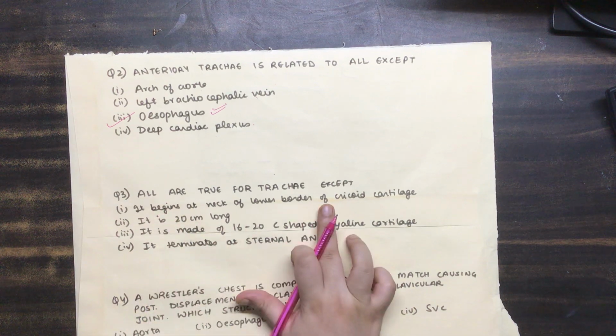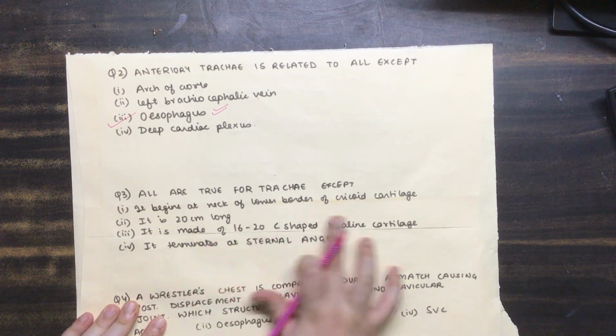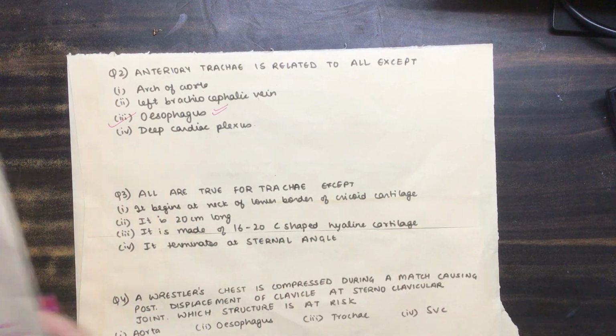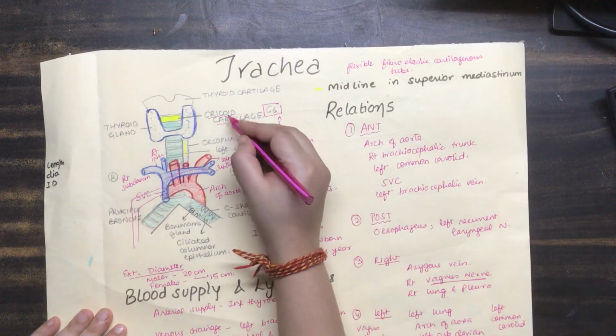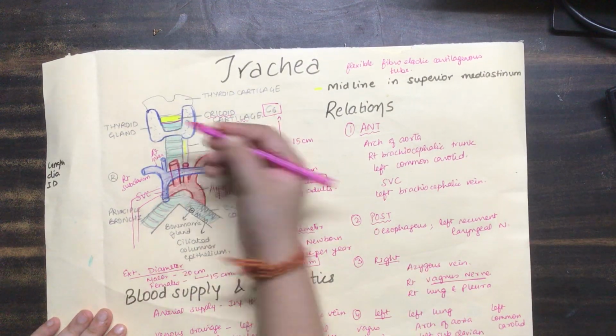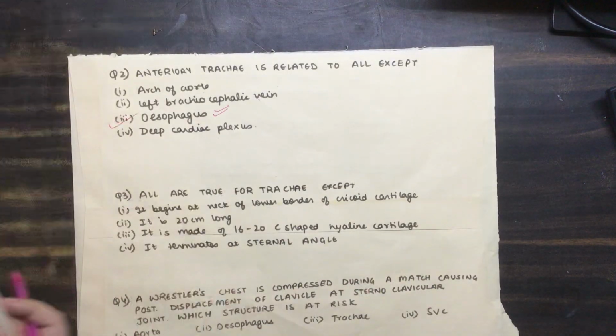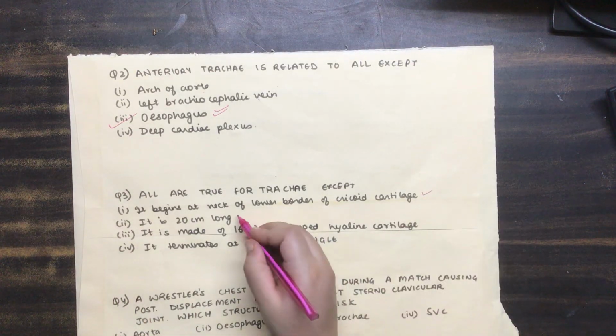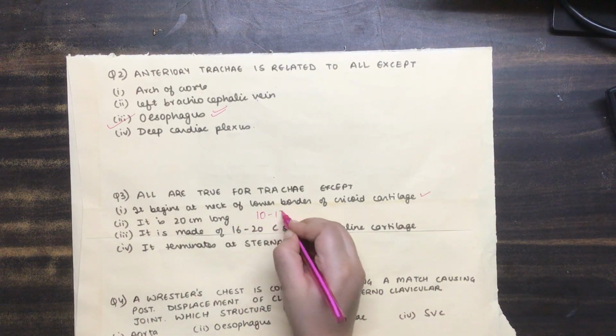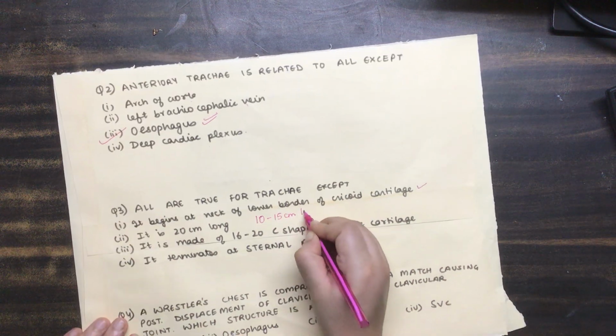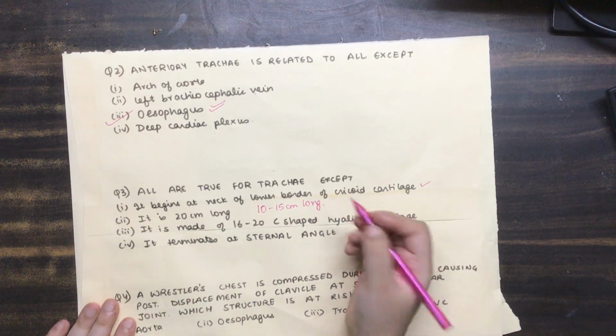All are true for the trachea except: it begins at the lower border of the cricoid cartilage. Now this is the cricoid cartilage. So it's going to begin at the lower border of the cricoid cartilage. So this is correct statement. Then it is 20 centimeters long. I told you that it is 10 to 15 centimeters long. So this one statement is wrong. Okay, but we'll see others as well.